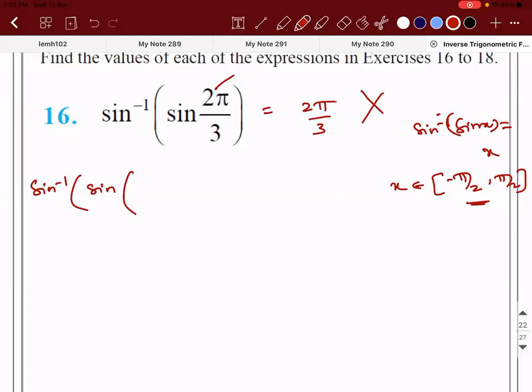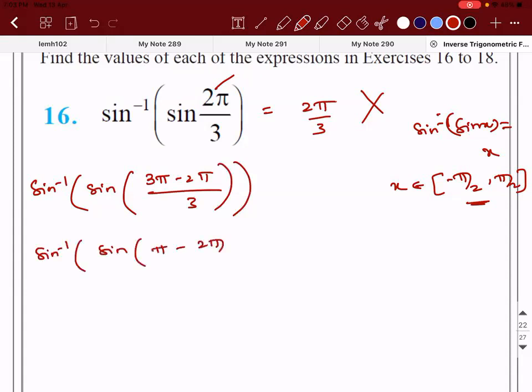So try to write the numerator in terms of denominator. Means I can write 2 as 3 minus 1, so 2 pi by 3 is 3 pi minus pi by 3. So sine inverse of sine of, now it becomes pi minus pi by 3. How much is this? Pi by 3. What you told is right, but I'm just giving the logic. So sine inverse of sine of pi by 3. Now see if pi by 3 belongs to the domain. Yes, it does. Now you can write pi by 3. So it is not 2 pi by 3. Don't make that mistake.